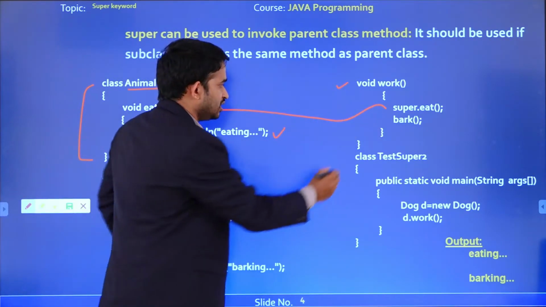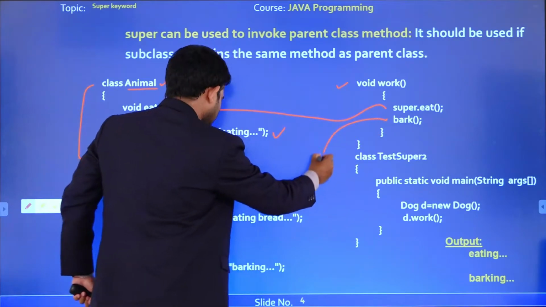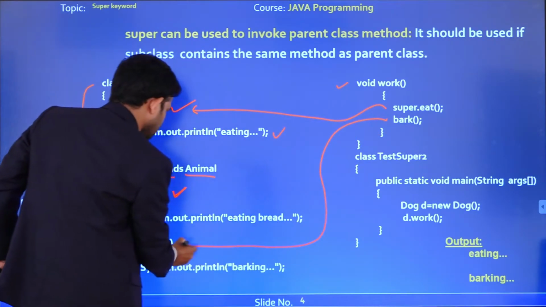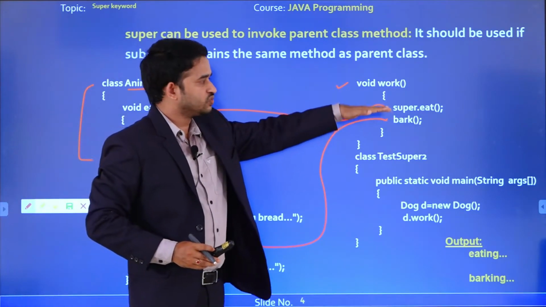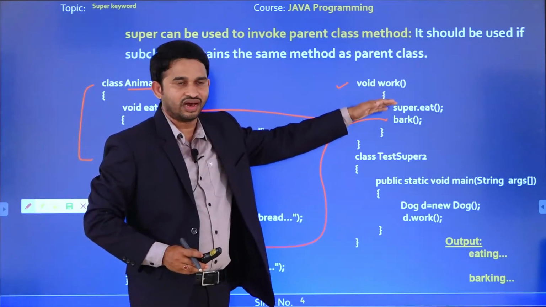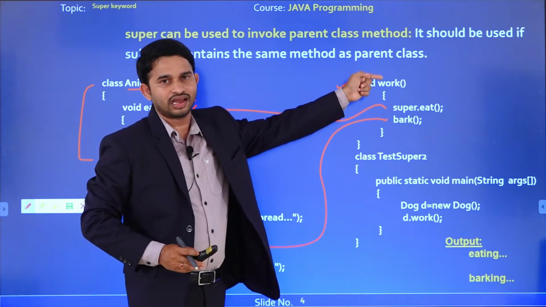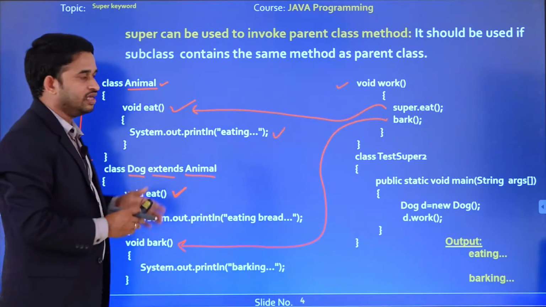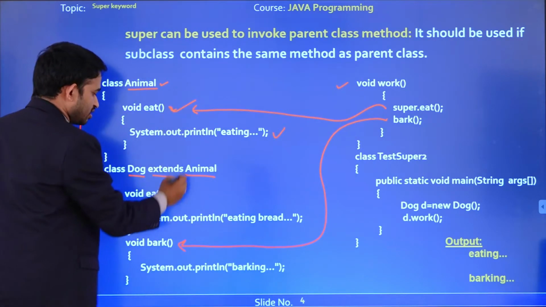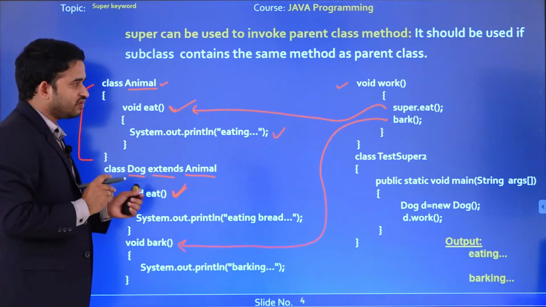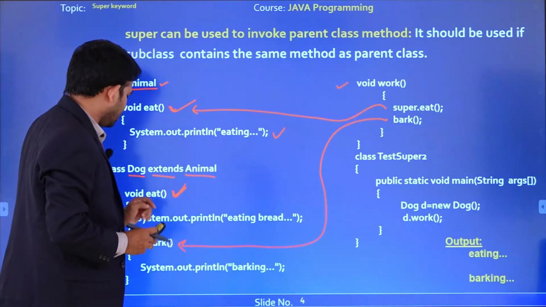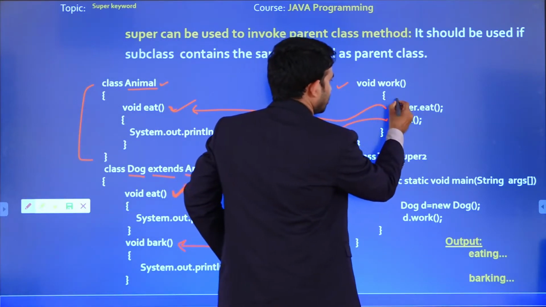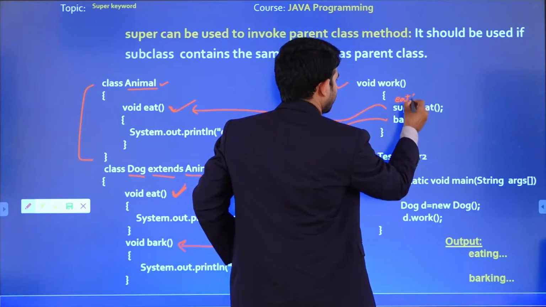What is the next one? Bark. It calls the present class method. So what is the purpose of the super keyword? The super keyword is used to refer to or invoke the immediate parent class method. So this is the example. Here I am using the same method, and here also I am using the same method. For differentiation purposes, here we are using the super keyword. Also we can call eat here.